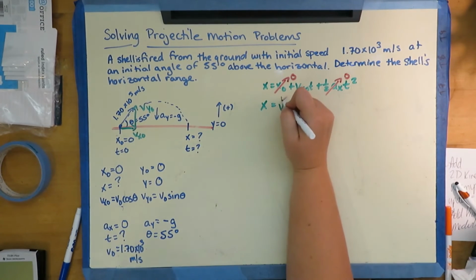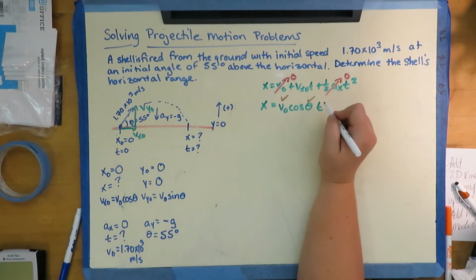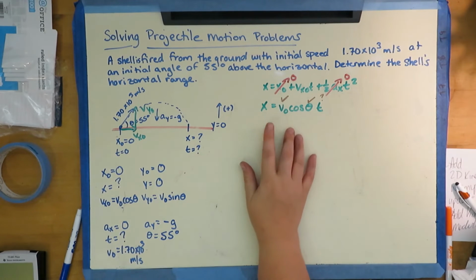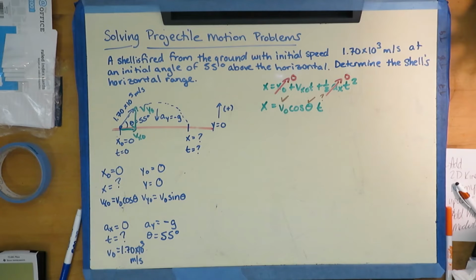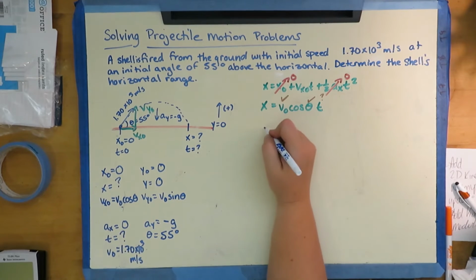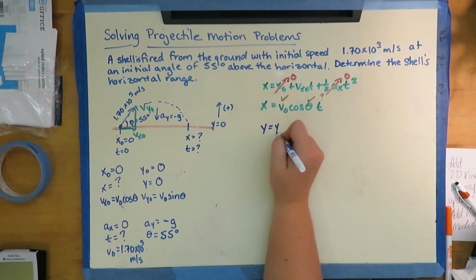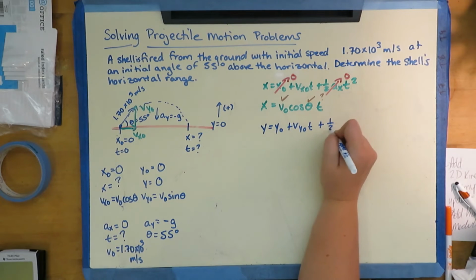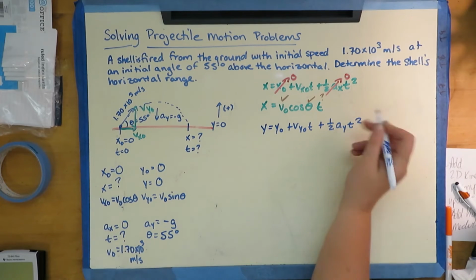I know V0. I know theta, but I don't know t, which means I don't have enough information just to work in the x direction. So I need a way to find t. I know that there are equations in the y direction that have t. The one in particular that we use a lot is y equals y0 plus vy0 t plus 1/2 ay t squared.